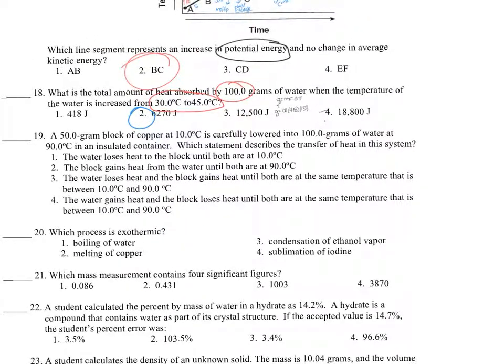All right, so number 19. A 50-gram block of copper is at 10 degrees. It is carefully lowered into a 100 grams of water at 90 degrees. Which statement describes the transfer of heat? So we always go from hot to cold, high concentration of heat, so to speak, to a low concentration of heat. So what will occur here is that the water will lose heat and the block will gain heat until both are at the same temperature, which is between 10 and 90. Just think about common sense here. You know exactly what will happen. Just think it through and read carefully.